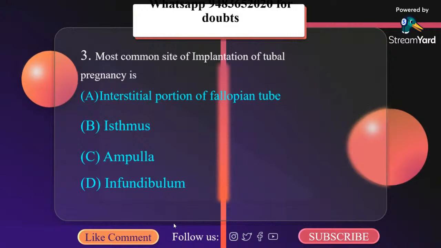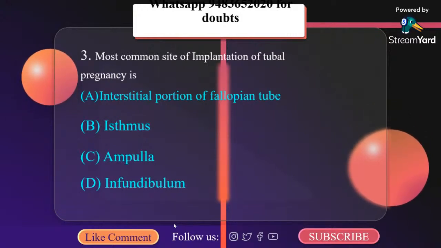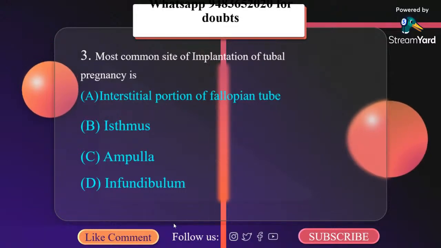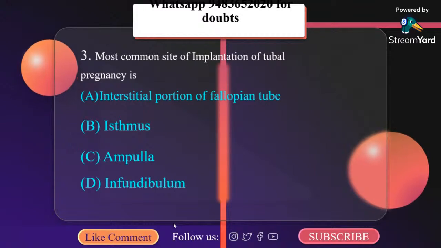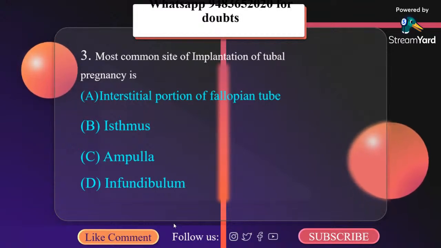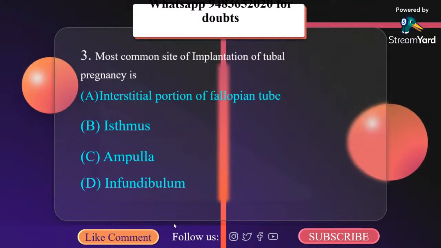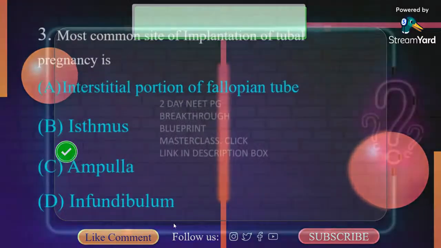Most common site of implantation of tubal pregnancy. This tubal pregnancy is a very dangerous thing. A. Interstitial portion of fallopian tube, B. Isthmus, C. Ampulla, D. Infundibulum. Most common site of implantation of tubal pregnancy is the ampulla.